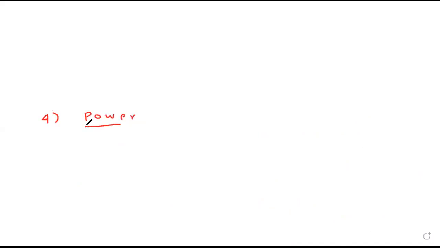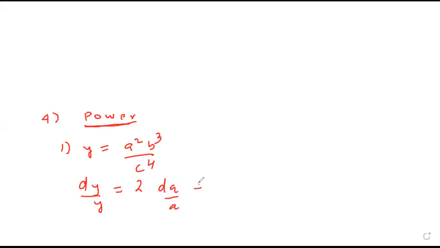If it is in the form of power, then power becomes the multiplier. So dy upon y will be 2 times the relative error in A, power 3 times the error in B, power 4 times the error in C. So power becomes multiplier, then the same rule we have to follow.